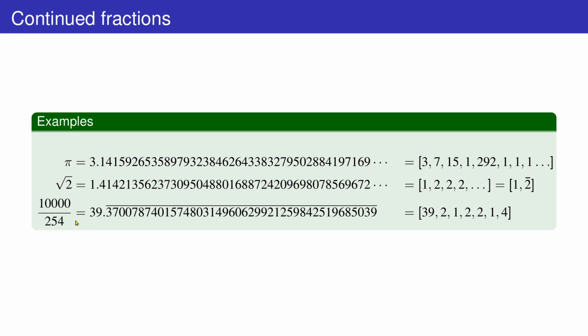Indeed, if I consider this particular rational number, 1,000 over 254, which is the number of inches in a meter, it's a particularly complicated decimal expansion. You may already know that a rational number has a periodic decimal expansion. So after a certain while, certain chunks of it will repeat forevermore. In this case, this 42-digit section here will repeat. But its continued fraction is much shorter. It's 39, 2, 1, 2, 2, 1, 4. Easier to work with, in a sense.